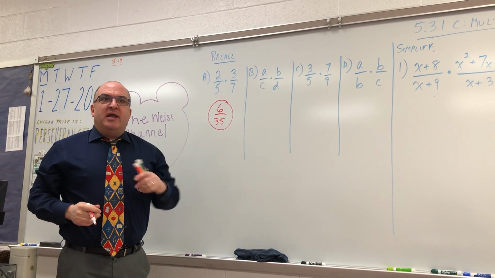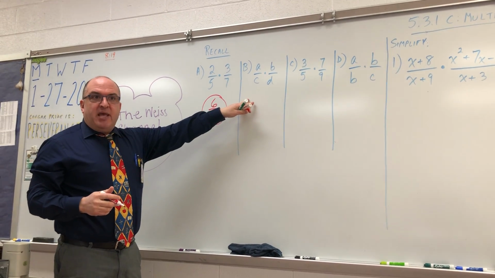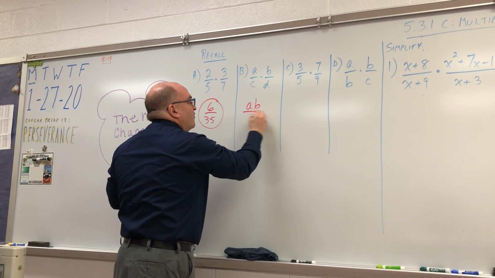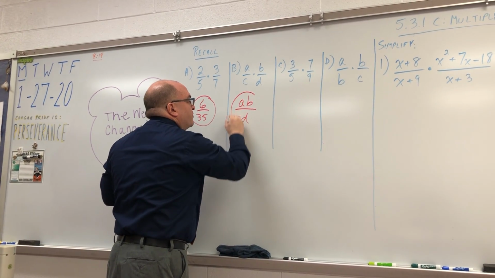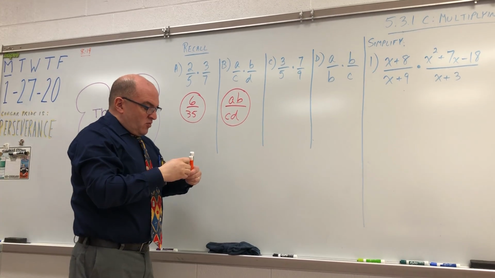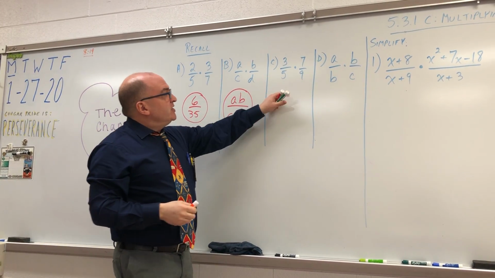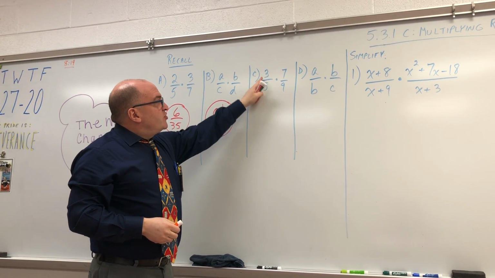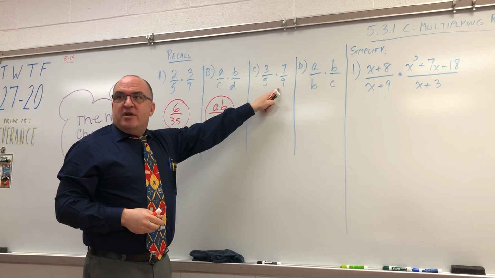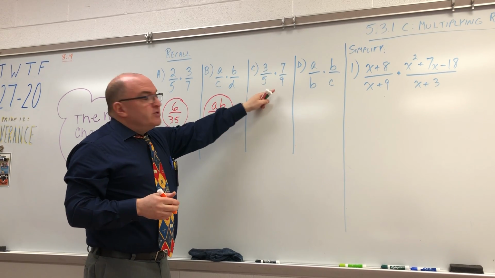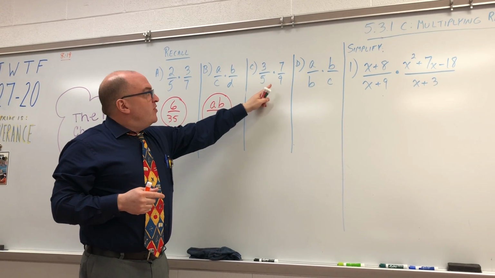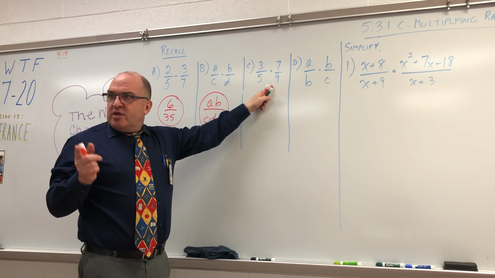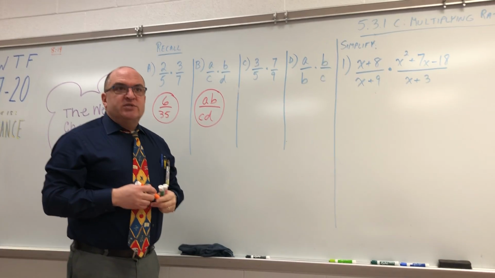For example, AB over CD. Okay? Now, here's the one thing we can do when we have a situation like this. 3 over 5 times 7 over 9. 3 and 9 have a number that both numbers are divisible by. For example, what number goes into 3 that also goes into 9? 3, right? So we can do what's called canceling.